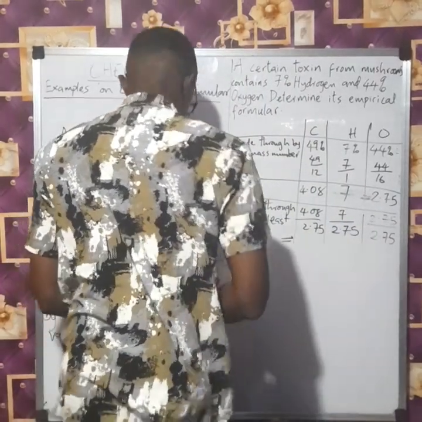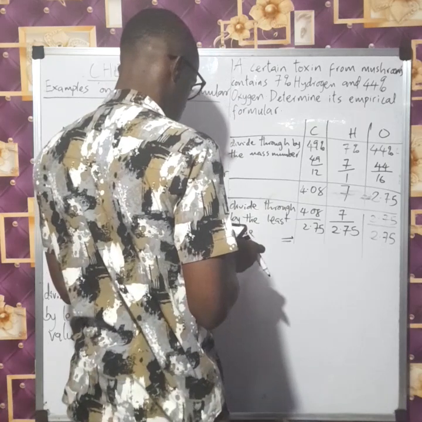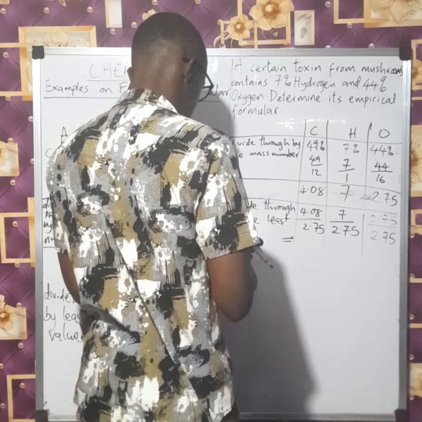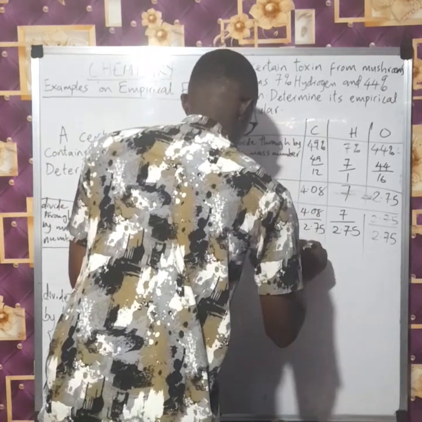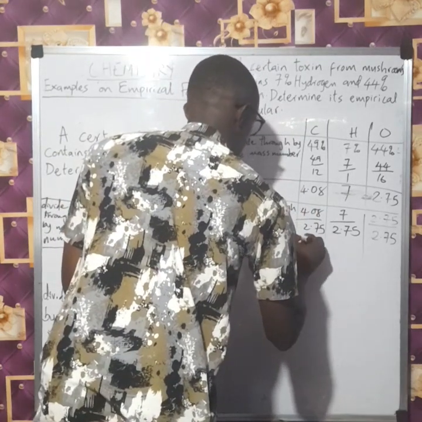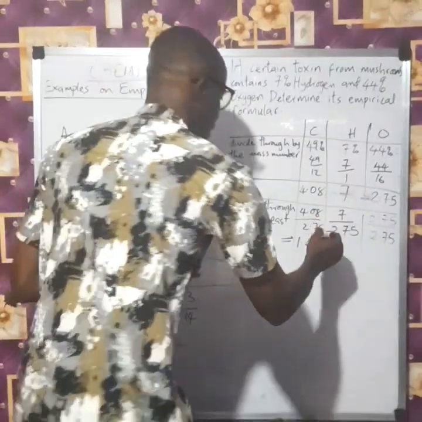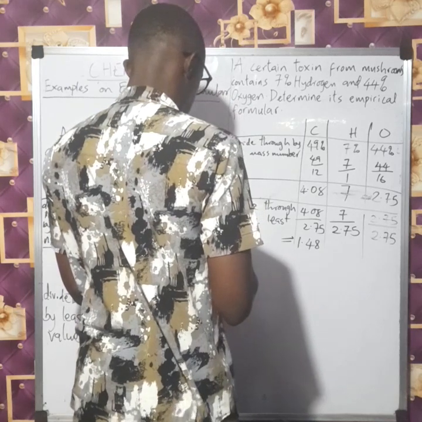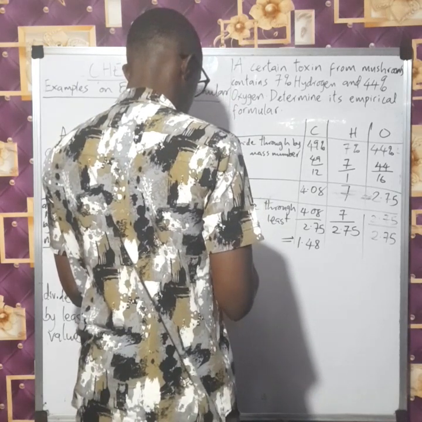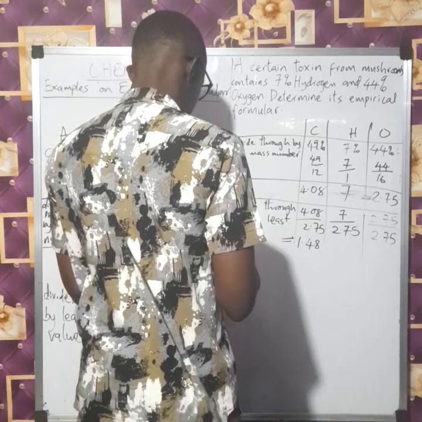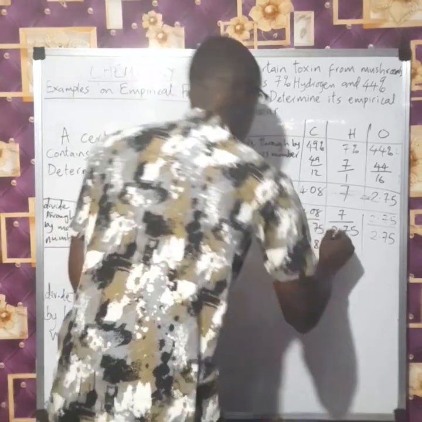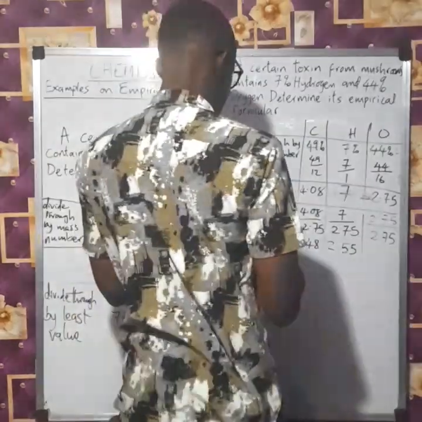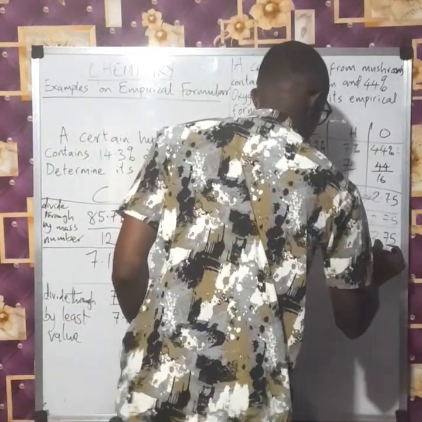I have 4.08 divided by 2.75 gives me 1.48. The next I say, what? 7 divided by 2.75 gives me 2.55. Right? The next I say 2.75 divided by 2.75 gives me 1.